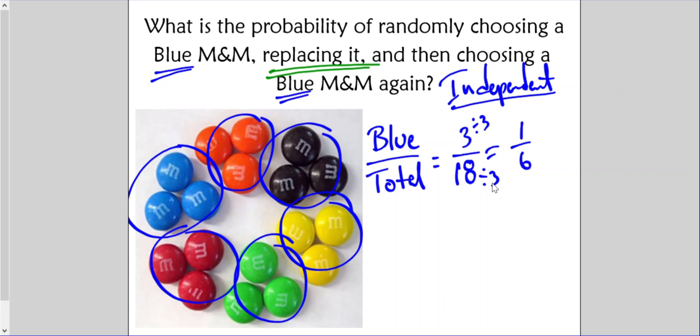Then we put that blue right back in. So the chance that we get the first blue is 1 out of 6. The chance that we get the second blue is also 1 out of 6. The bag is completely reset, so the probability of that second event does not change.